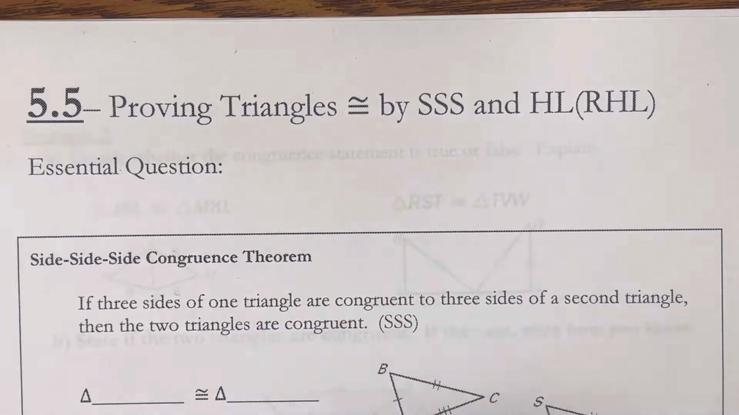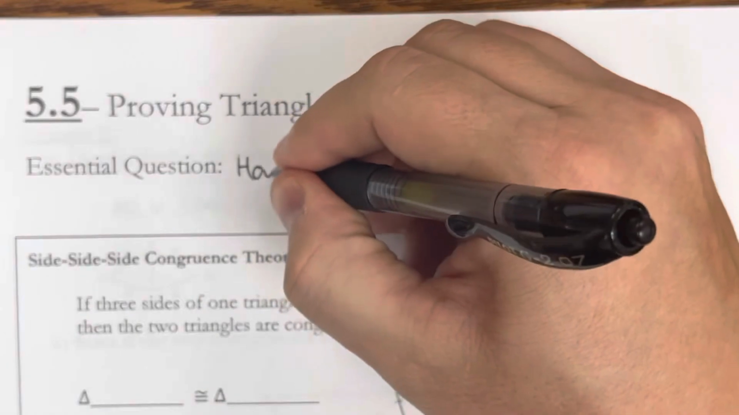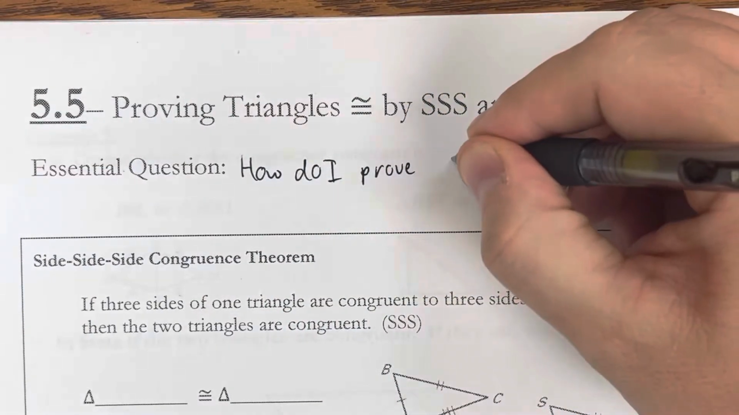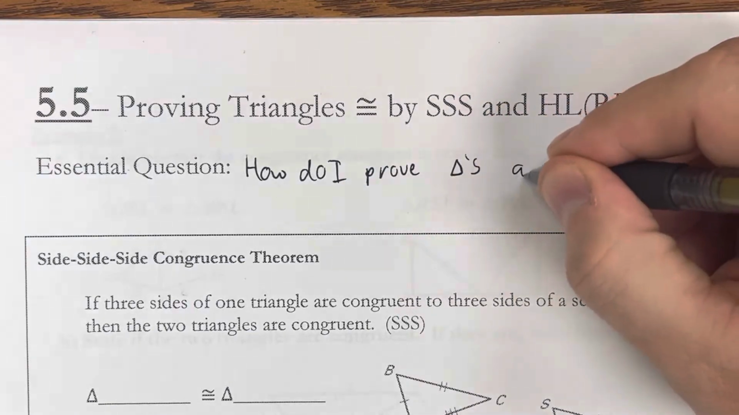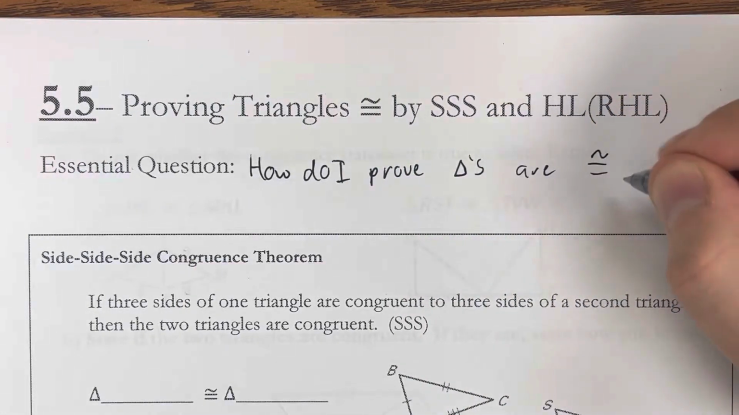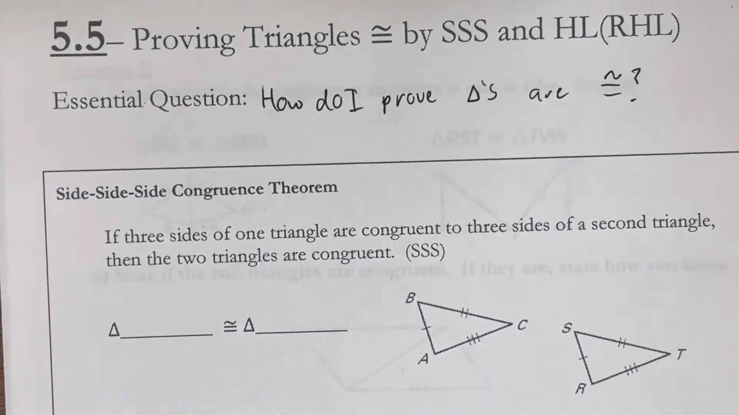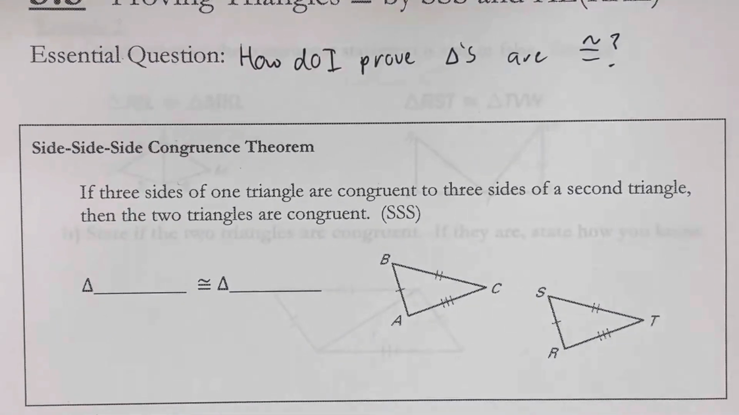So our essential question is still, how do I prove triangles are congruent? How do I prove triangles are congruent? So side, side, side is our first theorem that we're going to use today.